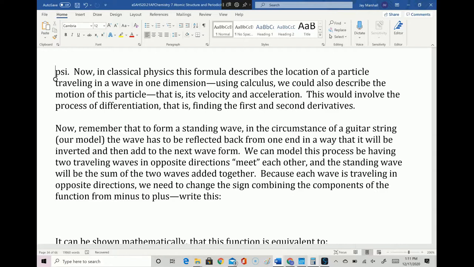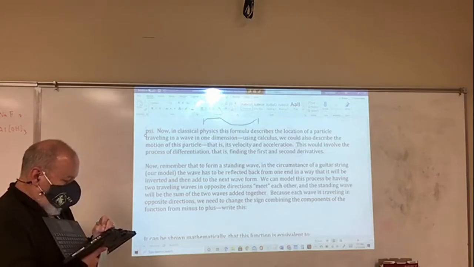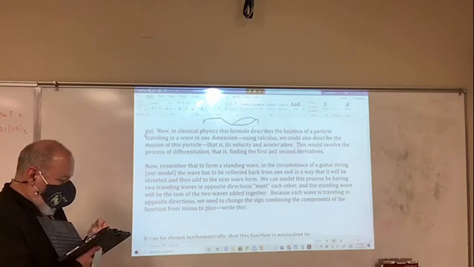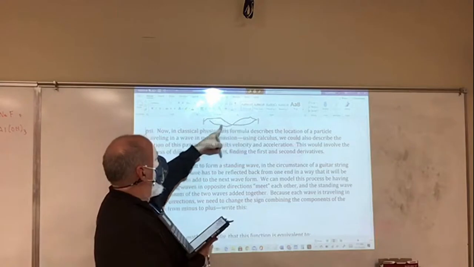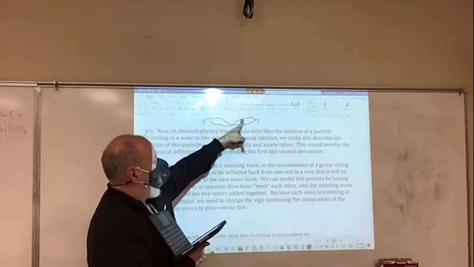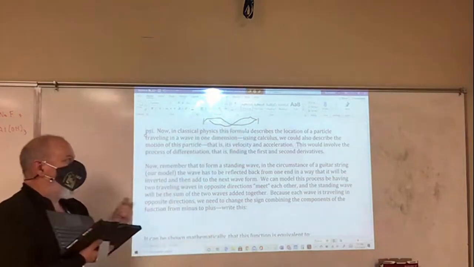Now remember that to form a standing wave in the circumstance of a guitar string, and that's kind of our model, the wave has to be reflected back from one end in a way that will be inverted and then add to the next wave. Remember, we had to have our wave be inverted and then come back and meet the next incoming wave, right? That's what creates a standing wave. And that only happens when I have a wave of a certain energy for that particular system.